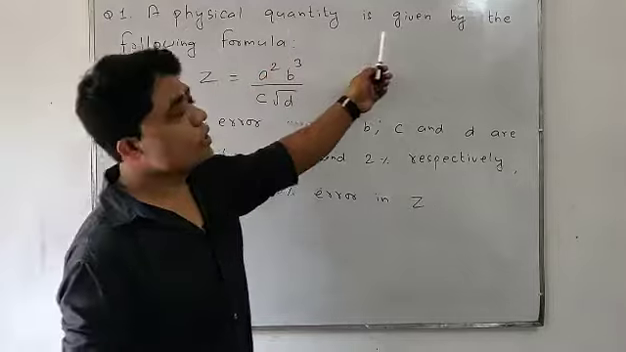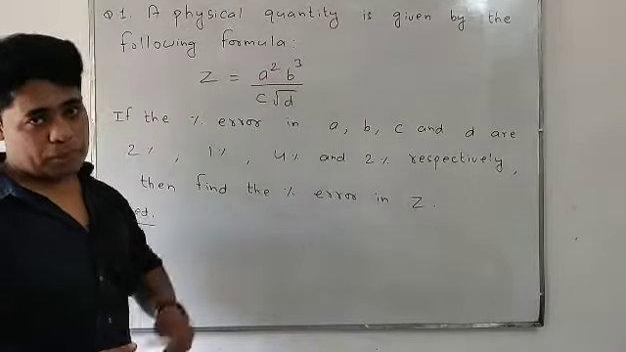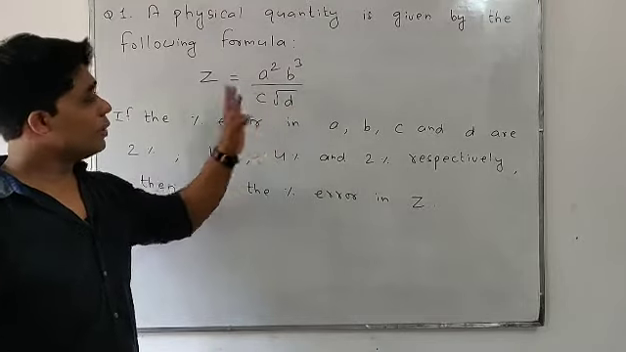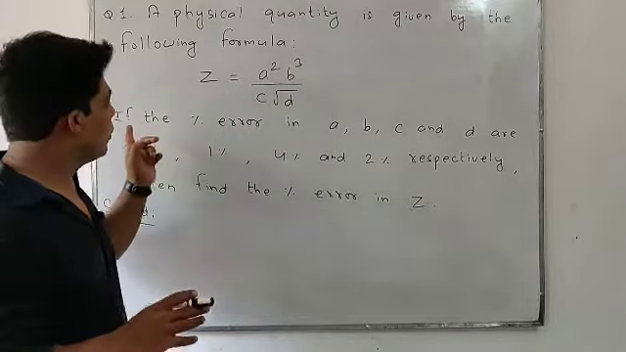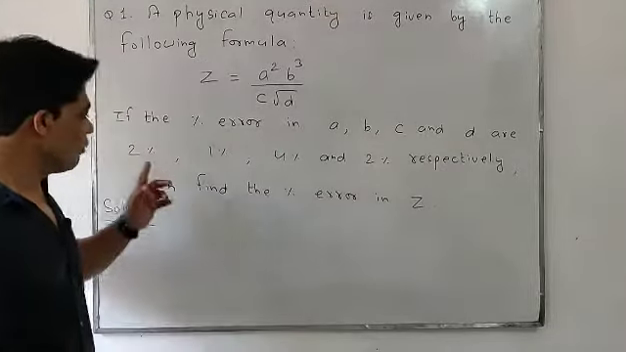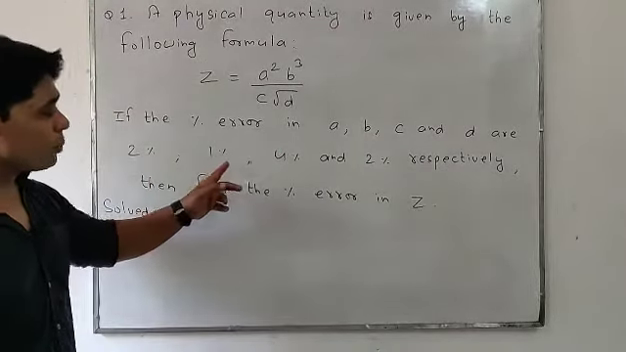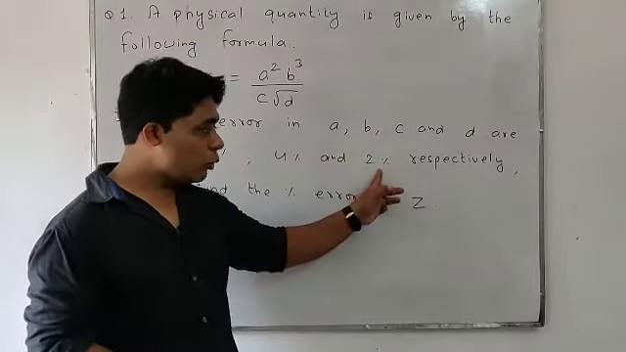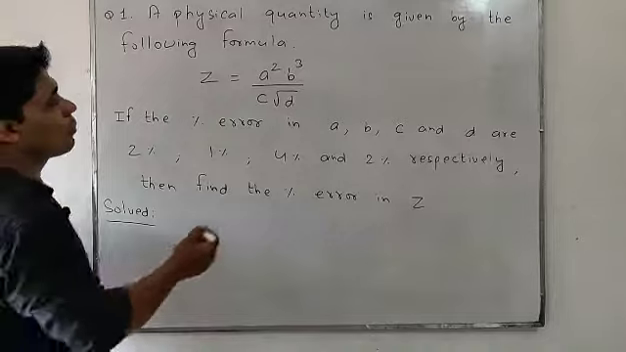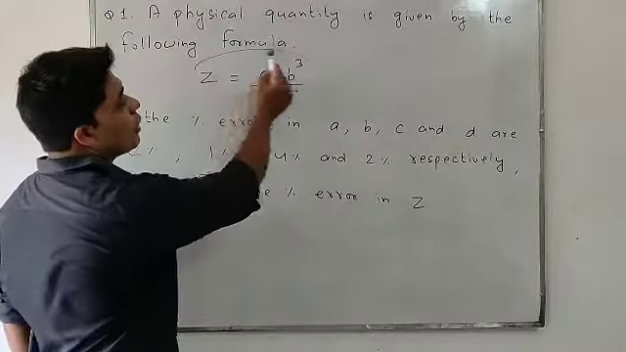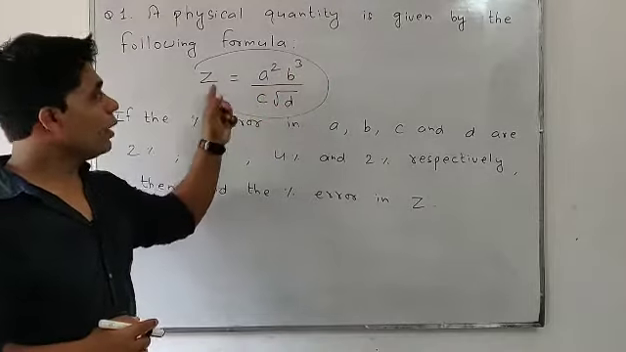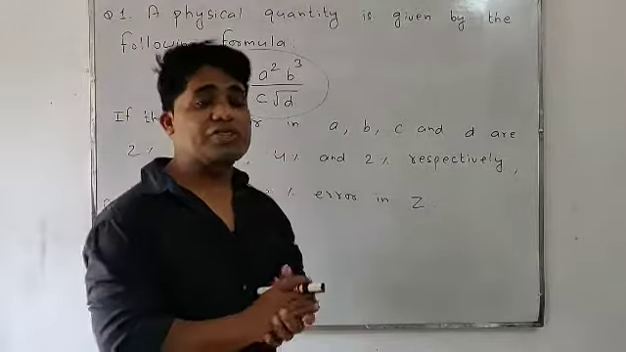A physical quantity is given by the following formula: Z equals a squared b cubed c root d. This is a physical quantity and we are given the percentage errors in A, B, C and D as 2%, 1%, 4% and 2% respectively. Then find the percentage error in Z. You are given the percentage errors of A, B, C and D, and you are asked to find the percentage error in Z.